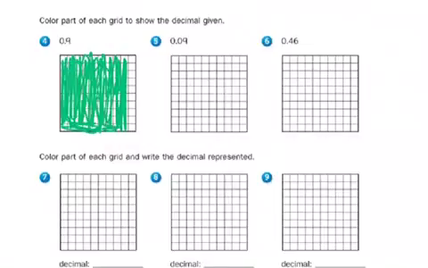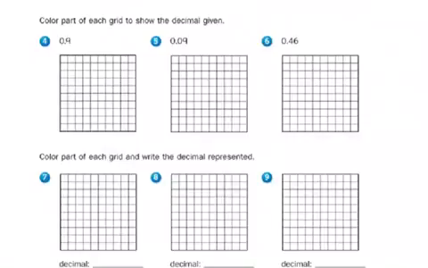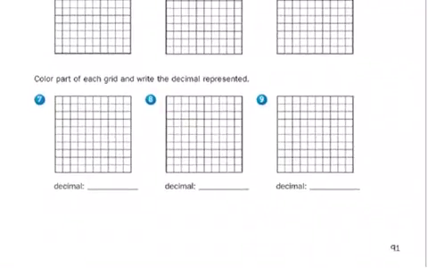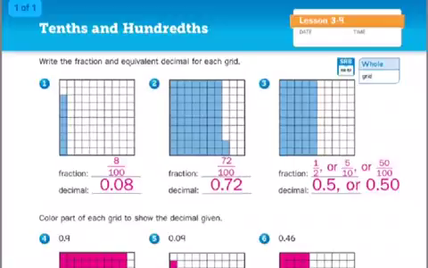And then the bottom one, color part of each grid and write the decimal represented. So you're going to get to, let's quick take that away. If I clear the ink on that one, I can move it along again. So you get to decide what you want to do and then fill it in. So have some fun with that. When you get it all done, then check the next slide for the correct answers. And here we go.